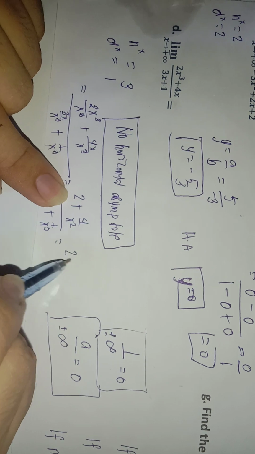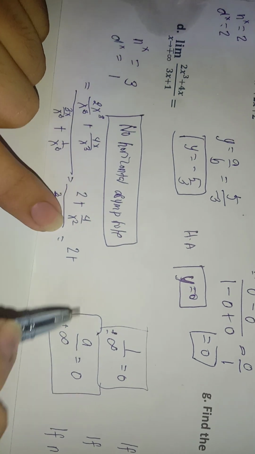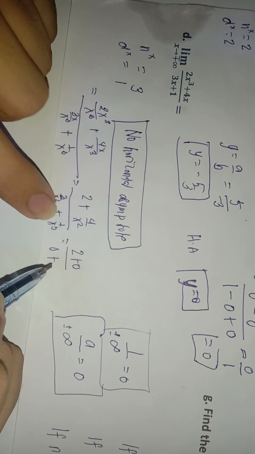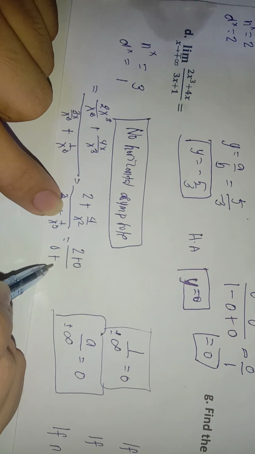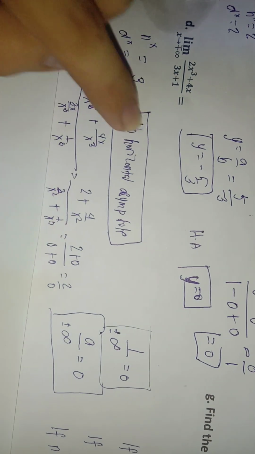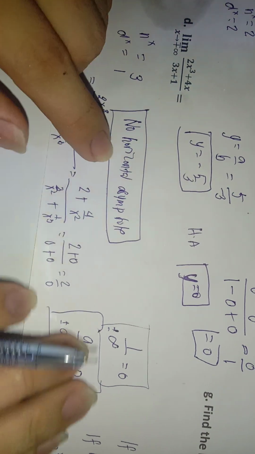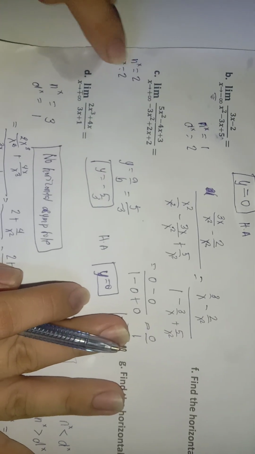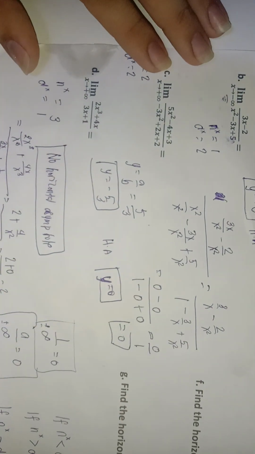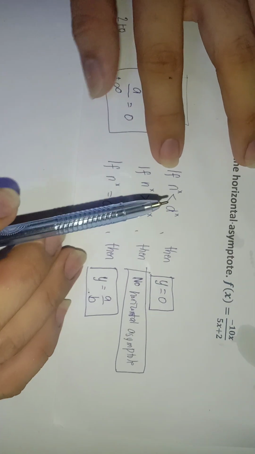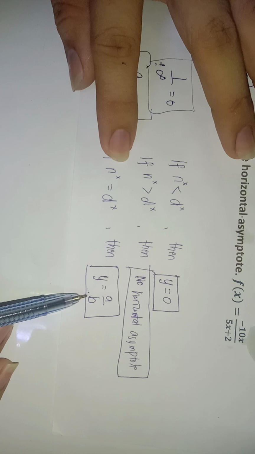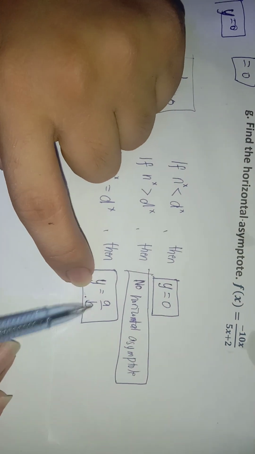So this becomes 2 plus 4 divided by infinity, which by rule is 0. Then 3 over infinity is also equal to 0. Plus 1 over infinity, also 0. That is 2 over 0, or undefined. So that means we have no horizontal asymptote. So to make our lives easier, we just find the degree of the numerator and denominator, then compare them. Again, if the degree of your numerator is equal to the degree of your denominator, then we have a horizontal asymptote. We just find our leading coefficients. Okay?